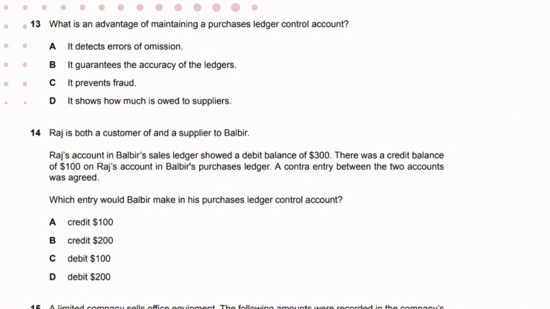Question 13. What is an advantage of maintaining a purchases ledger control account? First, it detects errors of omission. No, errors of omission cannot be detected using normal ledgers. They cannot be detected by a trial balance or any other control account. B, it guarantees the accuracy of the ledgers. Here's the tricky part.